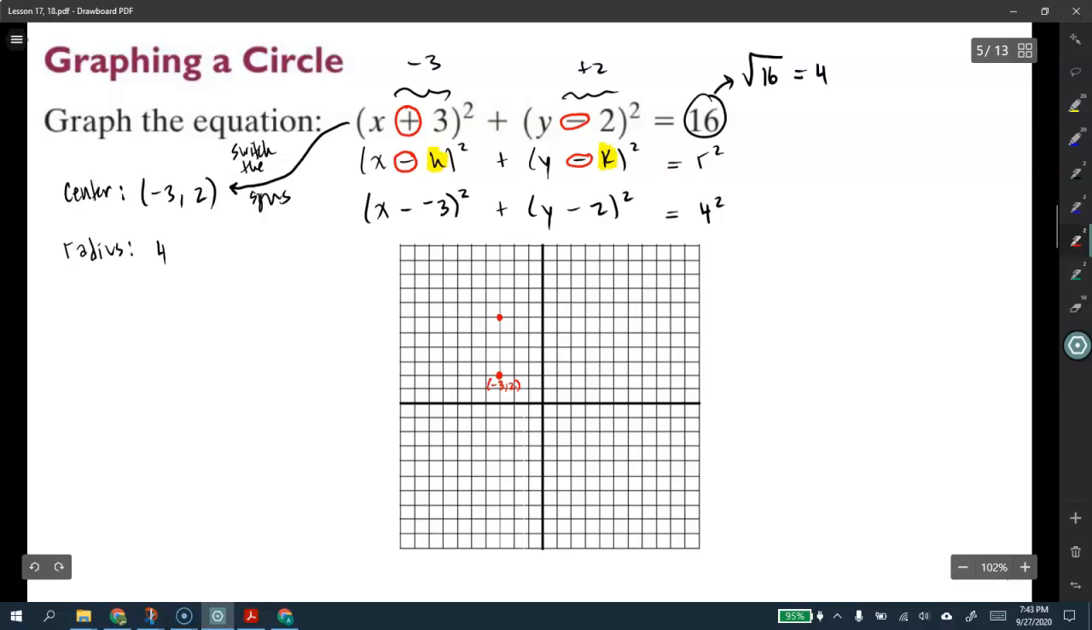Now my radius is supposed to be 4 units, so I'm going to go 4 units up. I'm going to go 4 units to the left. I'm going to go 4 units to the right, and I'll go 4 units down, like this.